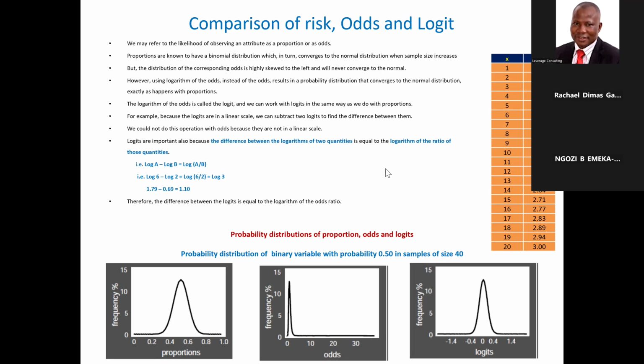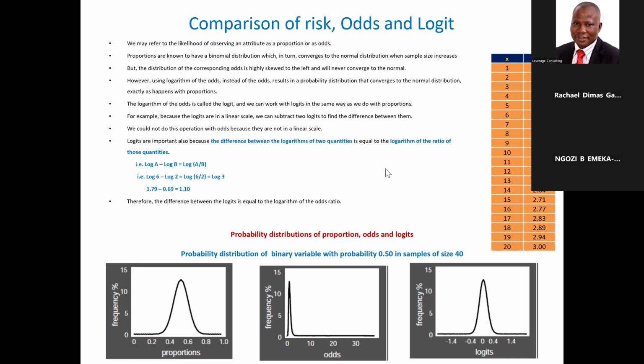So we introduce decimals there as if continuous. You need to see that for the smaller value, it expanded; for the bigger value, it shrunk. So we may refer to the likelihood of observing an attribute as a proportion or as odds. If you want to gauge the likelihood of an event happening, you can use odds. And I told you those who bet on football use odds because odds have a wider range from 0 to infinity, while the other one is small, 0 to 1.